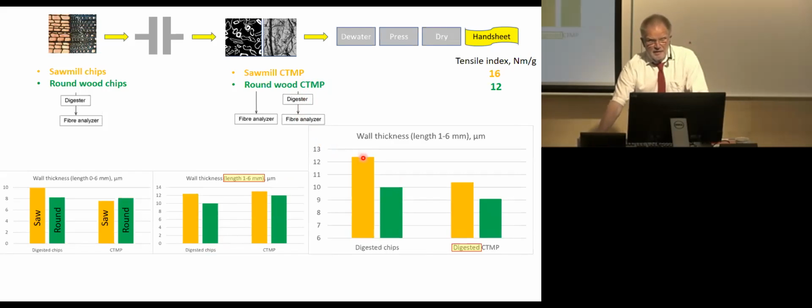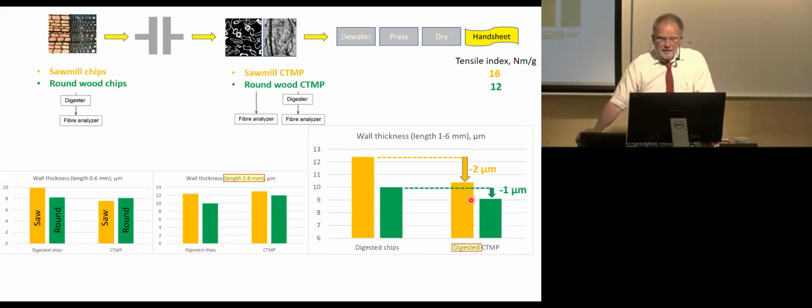You can see shorter, more thin-walled, that corresponds to what you have here. And you can even look here. With this one, you go down in wall thickness by 2 micrometers, whereas there is much less difference here in delta, -1 micrometer. So you do much more.